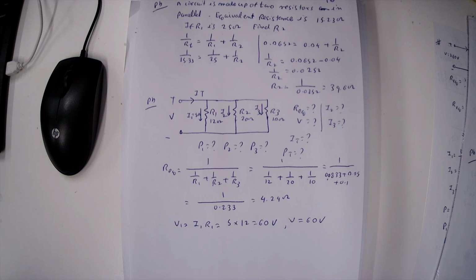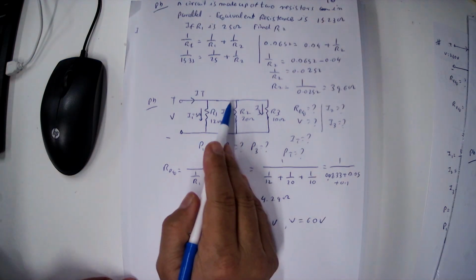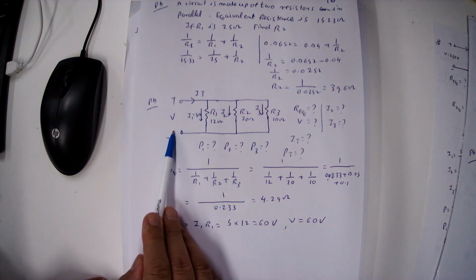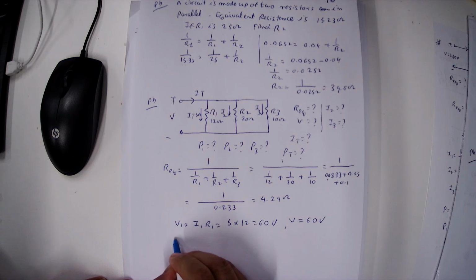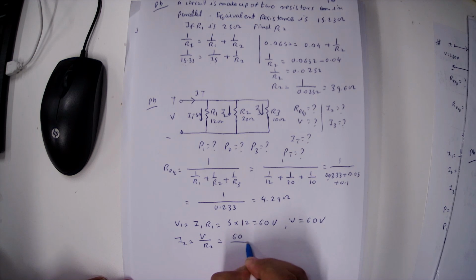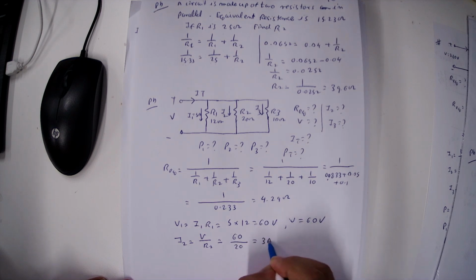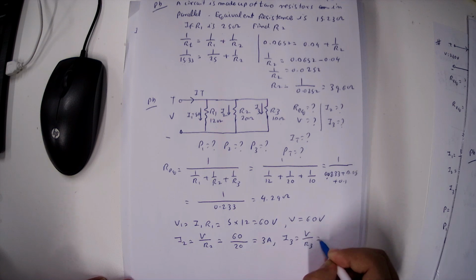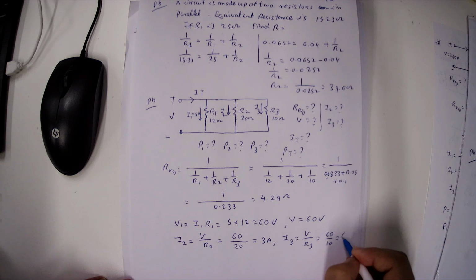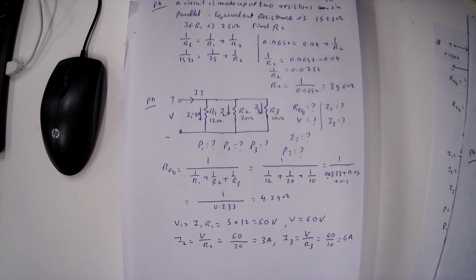And the current in R2 and R3. All our resistors are connected in parallel. Supply voltage 60 volt is also across R2, also across R3. Therefore, the current I2 has to be calculated as V divided by R2. Supply voltage 60, R2 is 20, so you got 3 ampere. The current in R3 can also be calculated. I3 equals V divided by R3. The voltage is 60, resistor is 10, you got 6 ampere. So I3 is 6 ampere, I2 is 3 ampere.